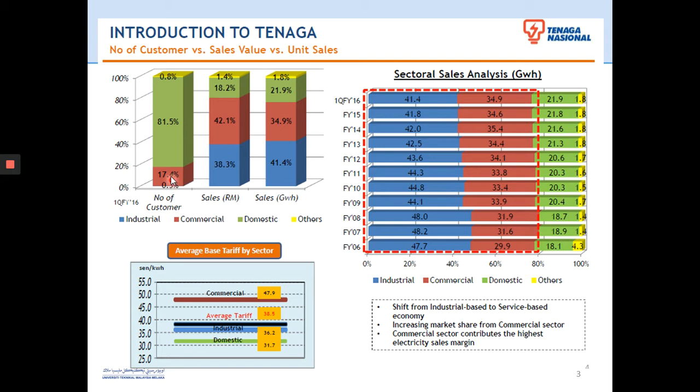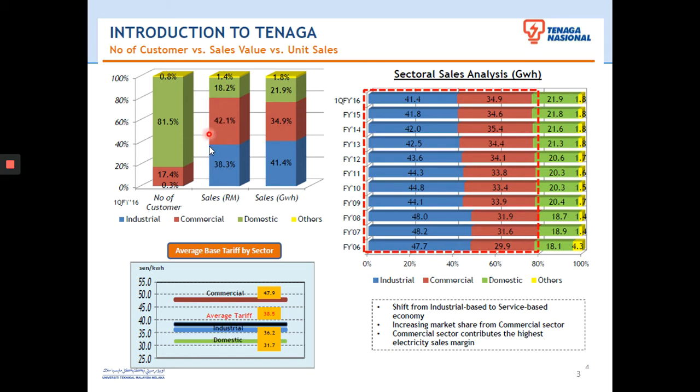Okay, when we talk about number of customers, 81.5% or roughly 4 out of 5 customers are domestic customers, right? Compared to industrial, of course, the number of customers from house owners are greatly more than industry. But when we talk about energy usage, we have roughly 42% coming from commercial industry, and 38% coming from industrial sector.